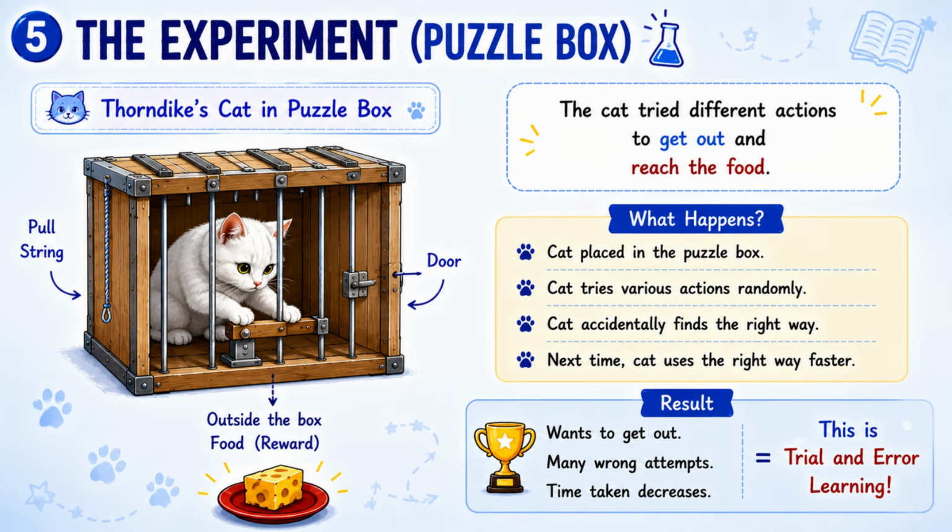This is what Thorndike called trial and error learning. Learning doesn't happen suddenly. It develops through repeated attempts, mistakes, and finally finding the correct response. Next, let's see the important conclusions and laws that Thorndike developed from this experiment.